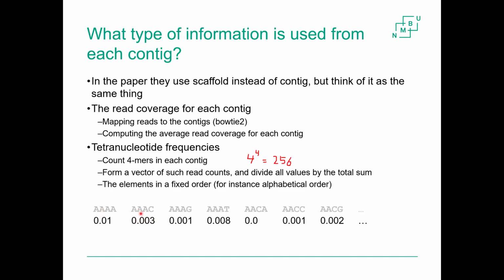And here 0.3% of all the 4-mers is this one, right? And then 0.1% is this one, and so on. So you get these relative frequencies. And now if you sum up all these values, they sum to 1, right? That's the effect of this up here. So regardless of contig being short or long, these values are comparable, right? Because they are fractions of the total number of k-mers, 4-mers. So these are the tetranucleotide frequencies, or relative frequencies actually.